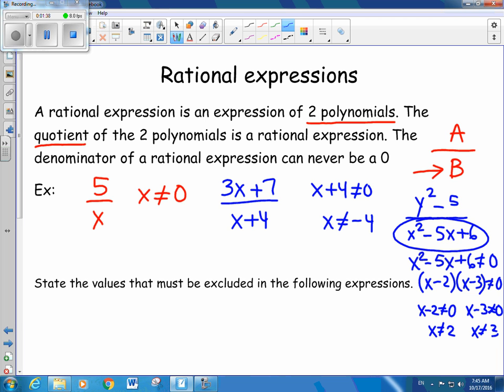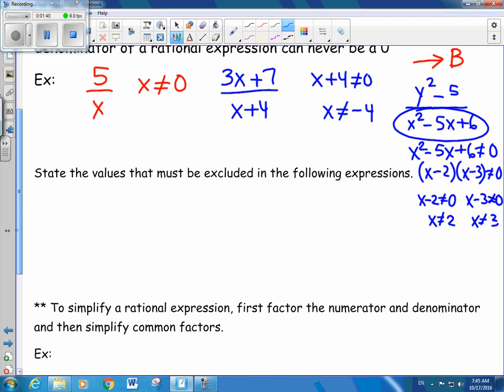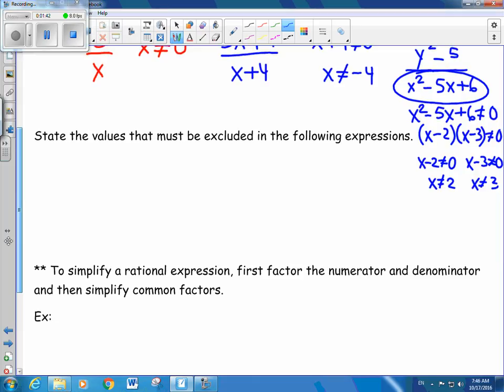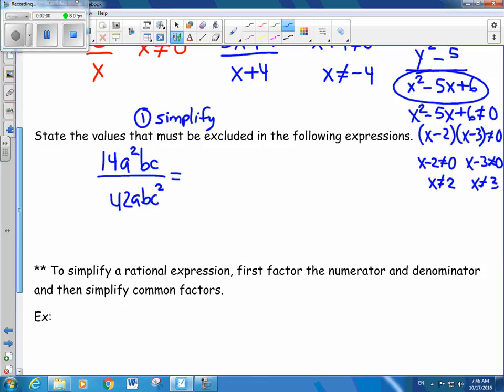So now if we have a bit more complex expression, for example, 14a squared bc over 42abc squared, you have to remember first, we need to simplify. If we simplify that, we can divide 14 and 42 by 7. So we're going to get 2 and 6. Or we can still divide by 2, giving 1 and 3.